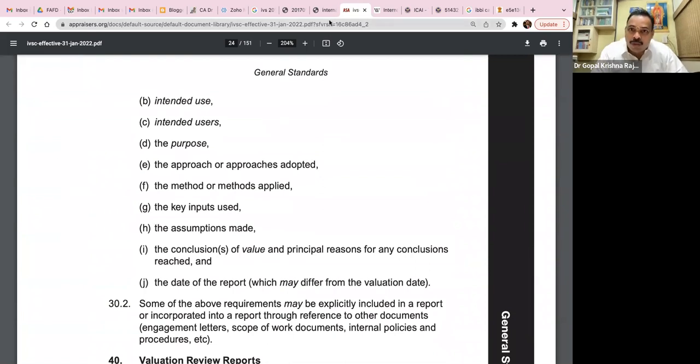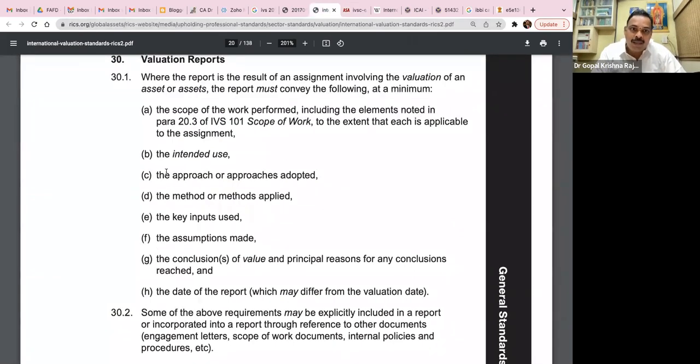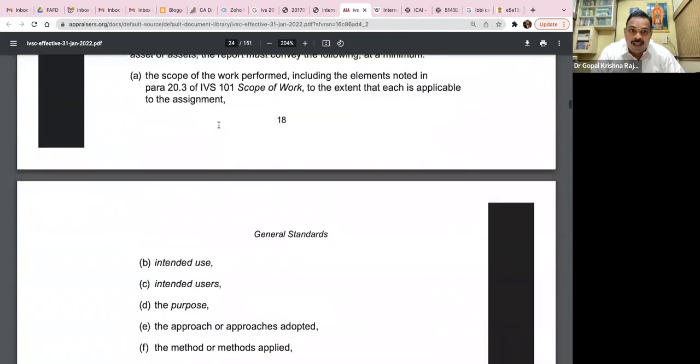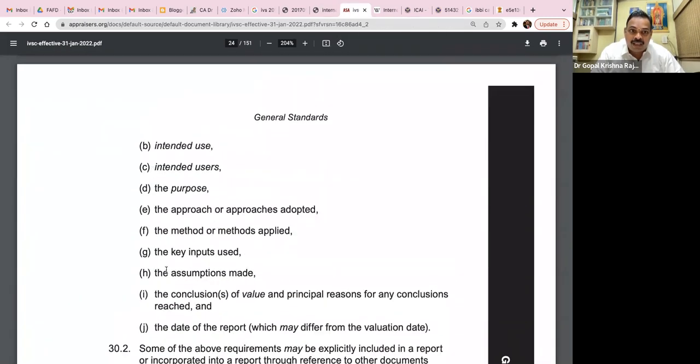Now, please look at the 2020 content. A, B, C, D, E, F, G, H. Only 8 paras. Okay. Now, come to 2022. A, B, C, D, E, F, G, H, I, J. So 10 paras. Wow. So what is added? What is added is your C and D.